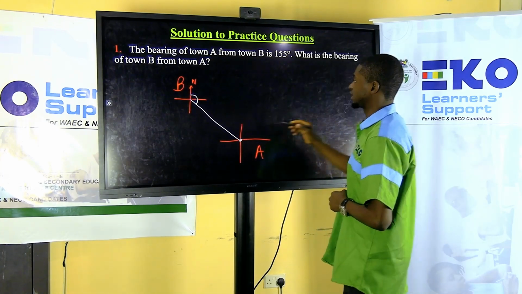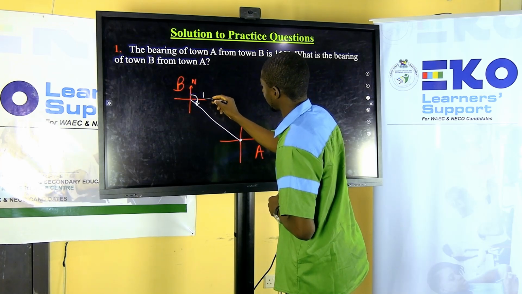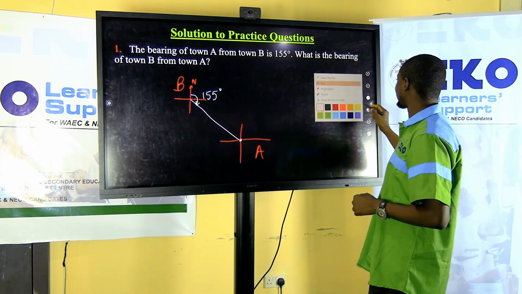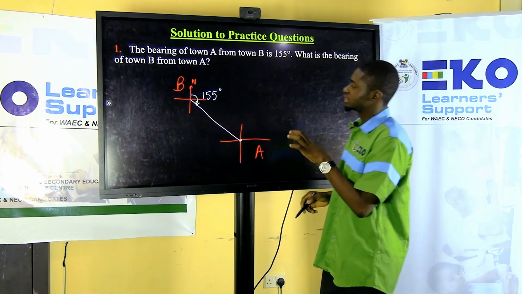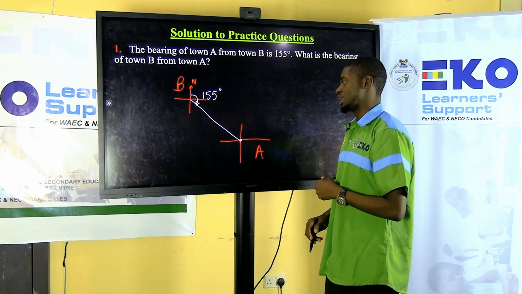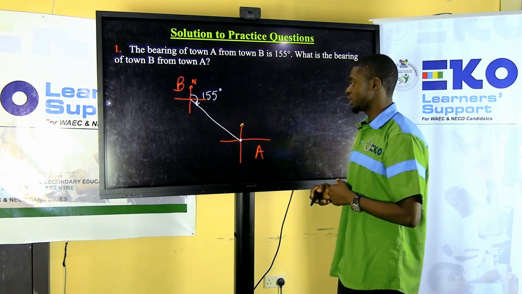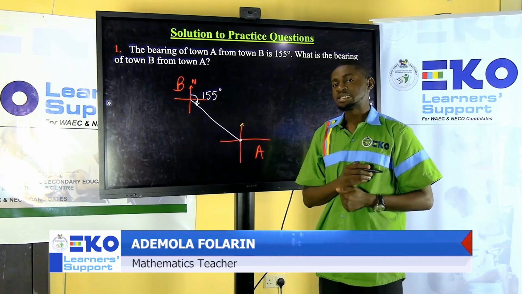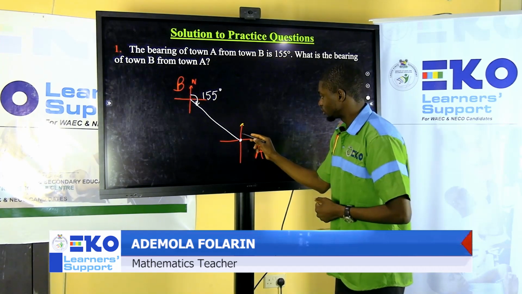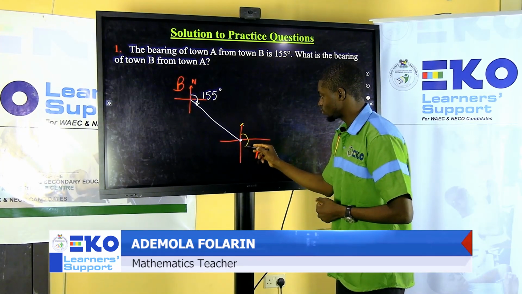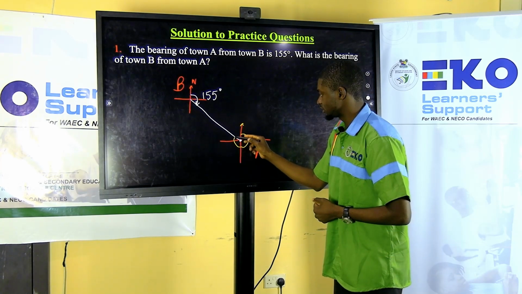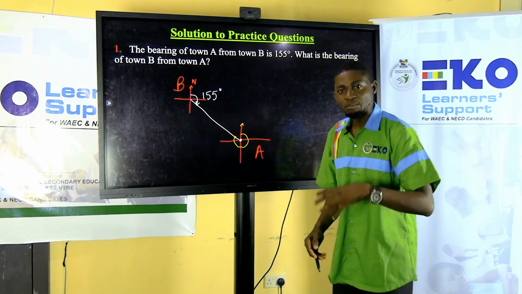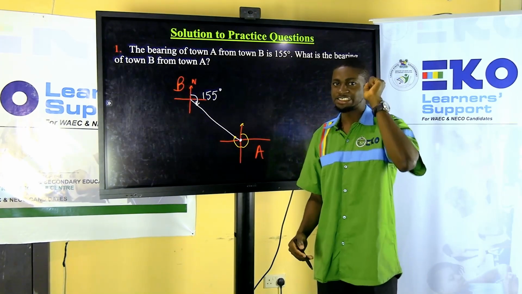Remember, this is 155 degrees. Now we are interested in finding the bearing of town B from town A. Remember, this is the North Pole of town A. Because this is in 3-figure bearing, let's return our answer in 3-figure bearing. So this goes this way, 90, 180, 270, then stops here. It is more than 270, but less than 360.